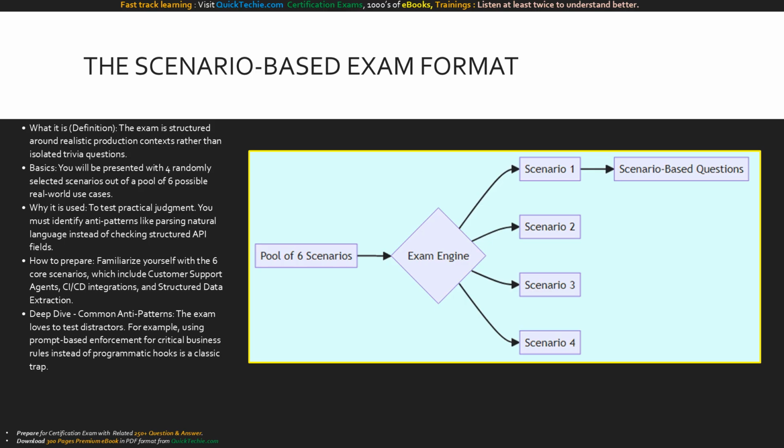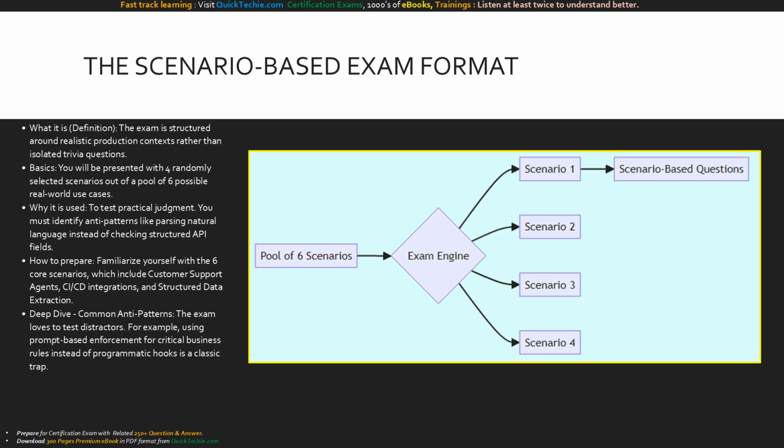This is not an exam where you can just memorize flashcards. It is heavily scenario-based. You will be dropped into the middle of realistic production problems. Out of a known pool of 6 complex scenarios, your specific exam will randomly select 4 to test you on. These scenarios range from building multi-agent research systems to integrating Claude Code into a CI/CD pipeline.